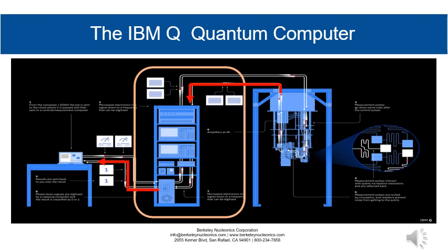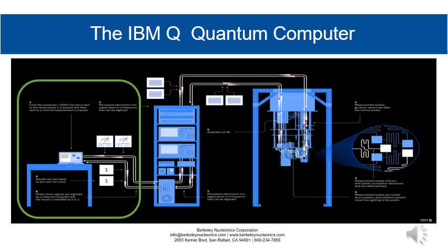From the fridge, the signal goes to the qubit readout block, where signals are mixed down to a frequency that can be digitized before a classical computer displays the results as zeros and ones. Here, finally, we see the control board and software displaying results to the end user.